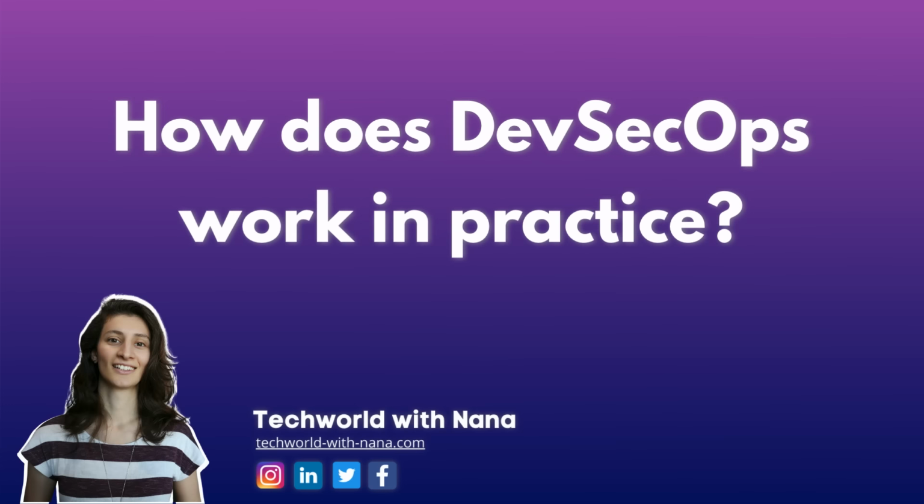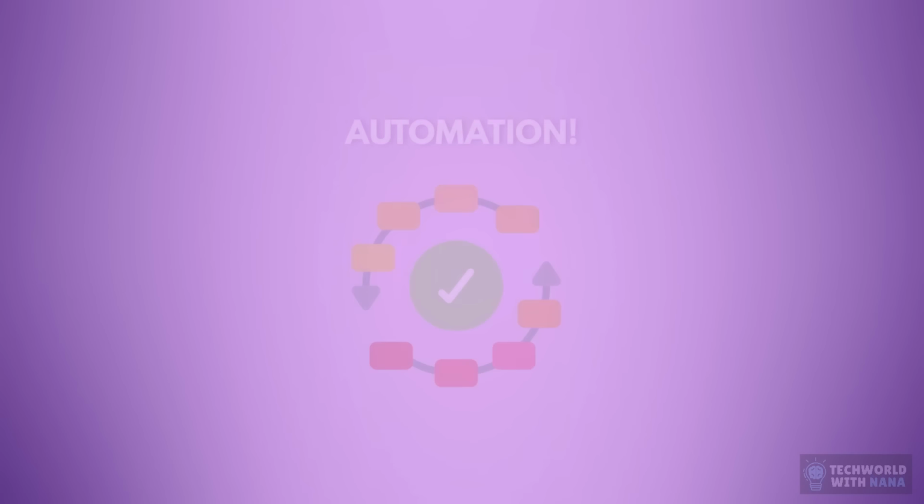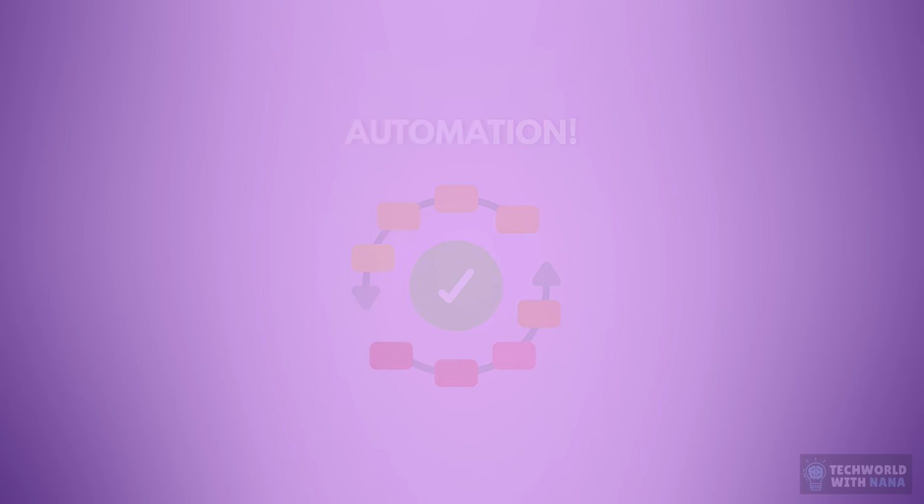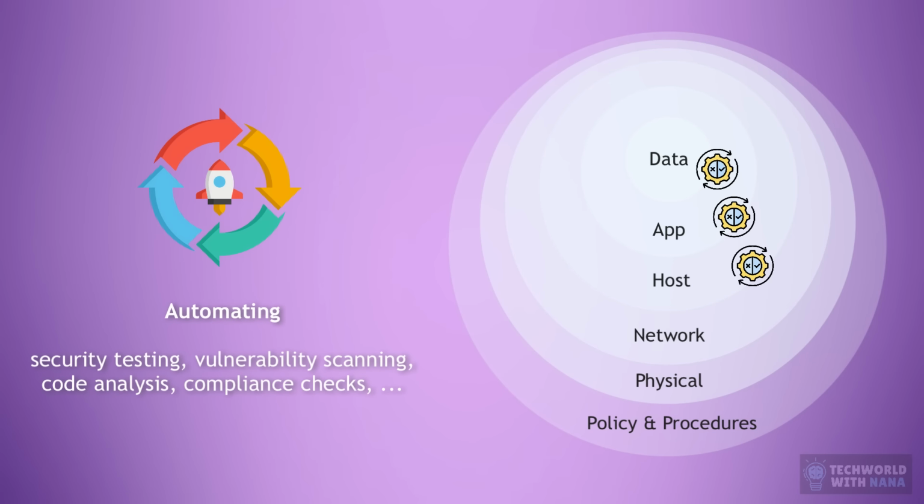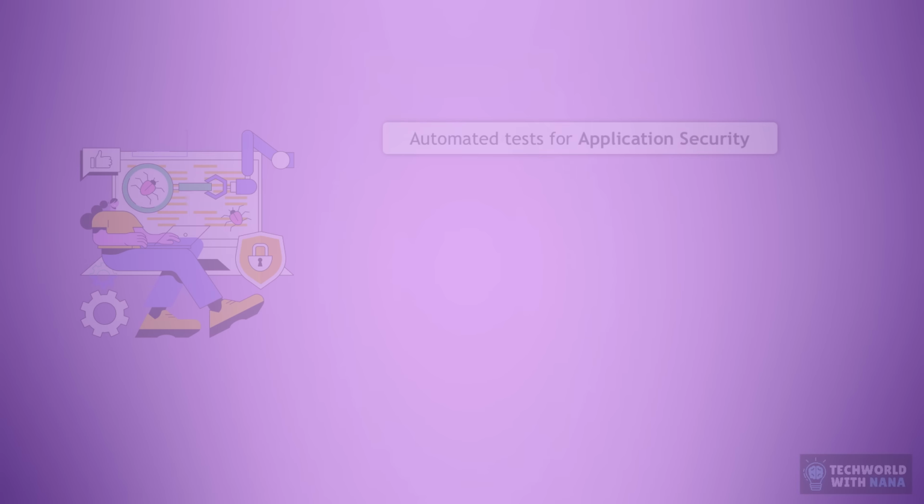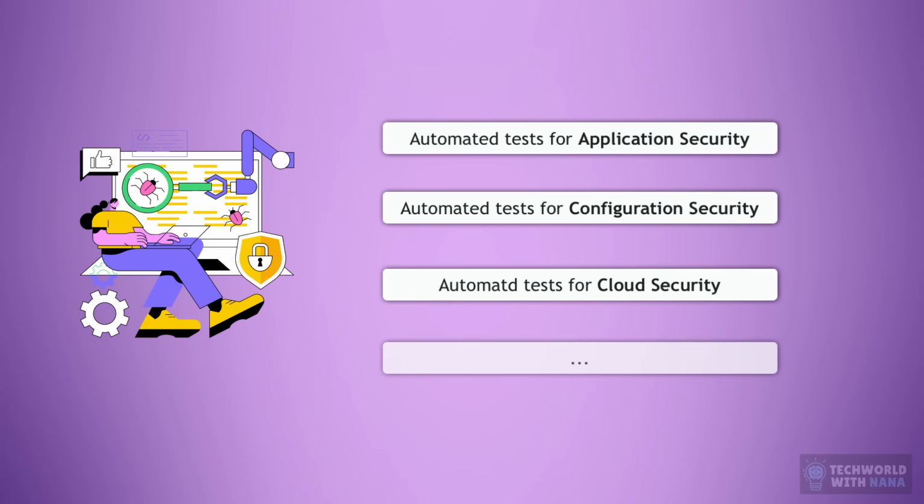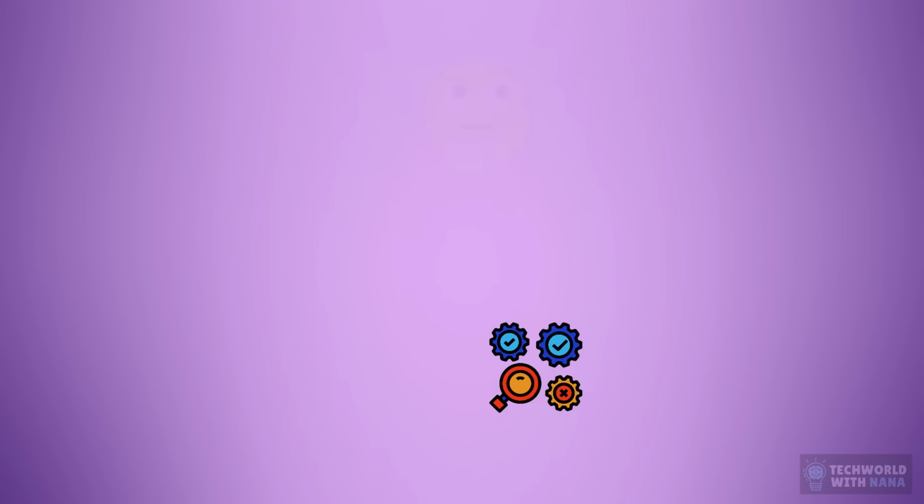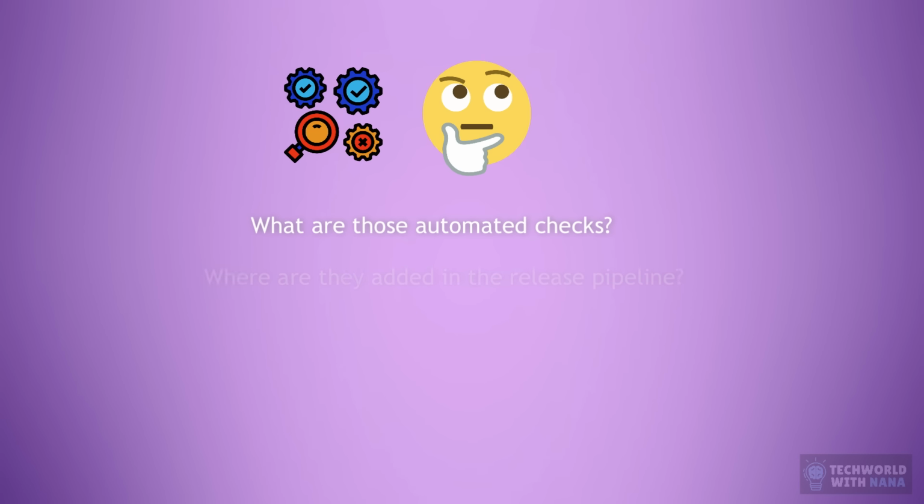So how does DevSecOps do this? Automation is the key here as well, just like it is in DevOps. So with DevSecOps, we automate checking and validating all these layers of security in different parts of the software development lifecycle. And there are tools and technologies to run those automated tests. So what are those automated checks and where in the release pipeline are they added?